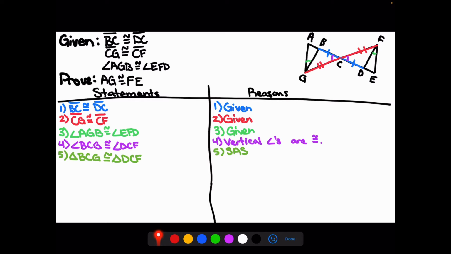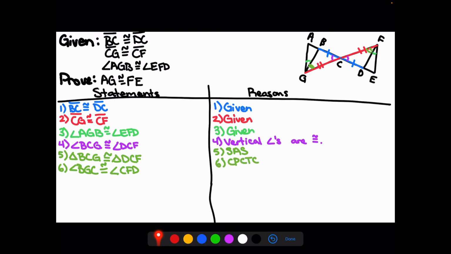Now, from here, again, our goal is to prove that AG and FE are congruent. So at this point, I'm going to take pieces of these smaller triangles that we just proved are congruent to prove that the larger triangles are congruent. So I'm going to say that angle BGC is congruent to angle CFD. And the reason I can say that is because after triangle congruency comes CPCTC.